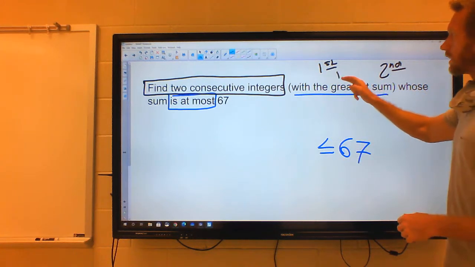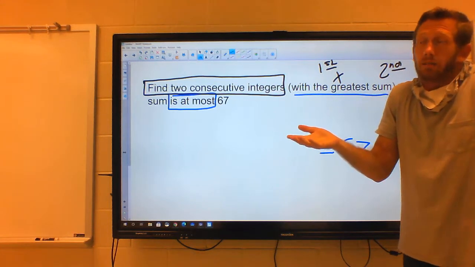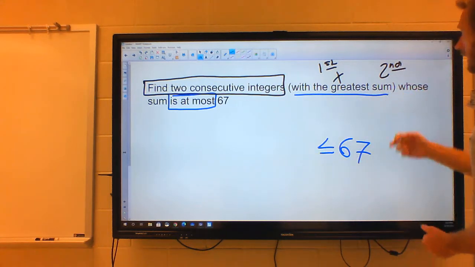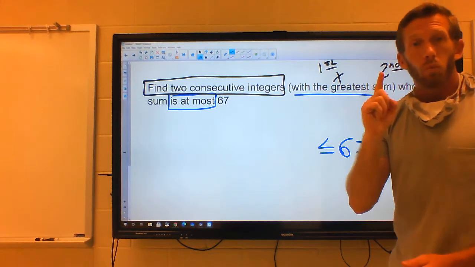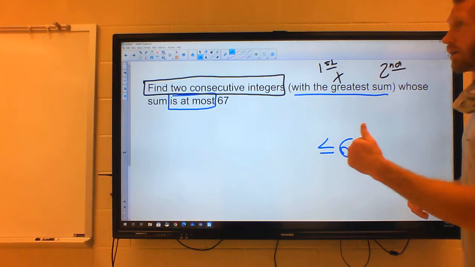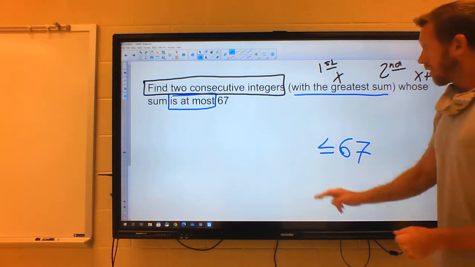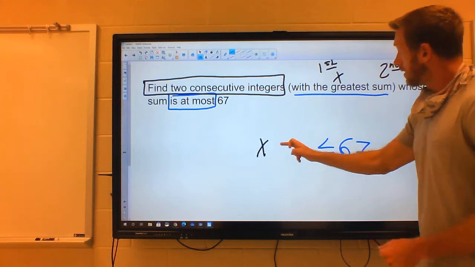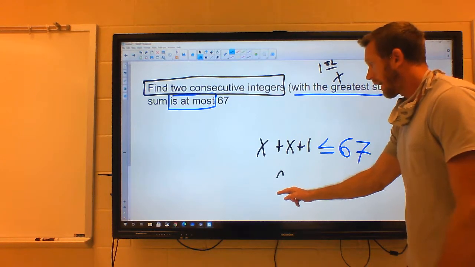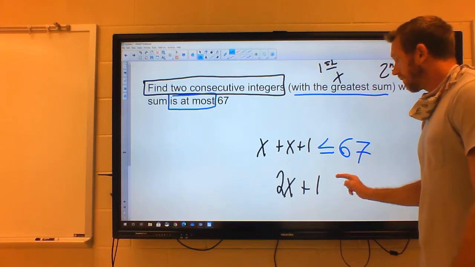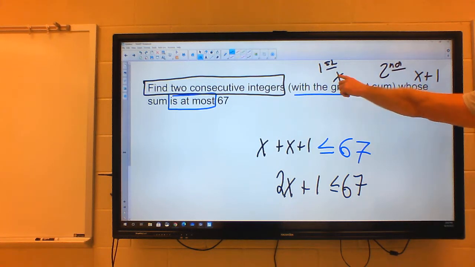The first integer we can just call x. Okay? We don't know what it is, but we know it's x. The second integer we know is the next number above x. It's literally just one more than x. So how do we say one more than x? X plus 1. So our equation becomes x plus x plus 1. And the simplified answer you should be putting in is 2x plus 1, which is less than or equal to 67.